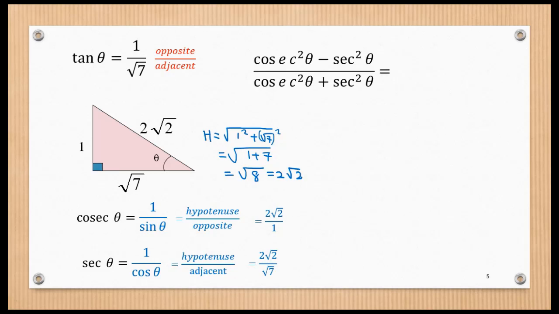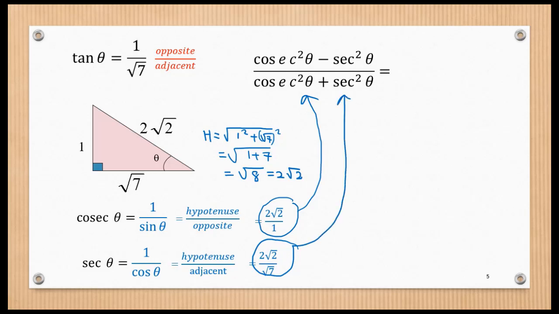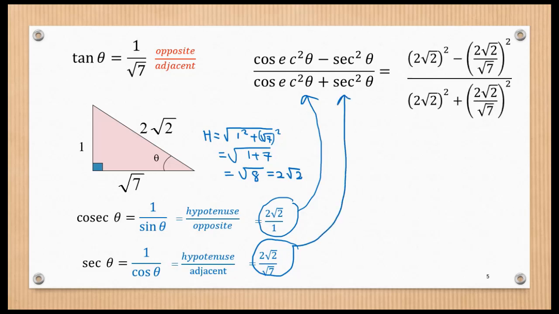So from the given expression, we are going to substitute the value of cosecant theta and the value of secant theta into the given expression. We expand the values and evaluate. We simplify it until we get 3 over 4.